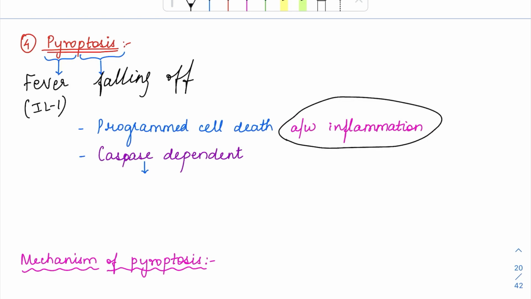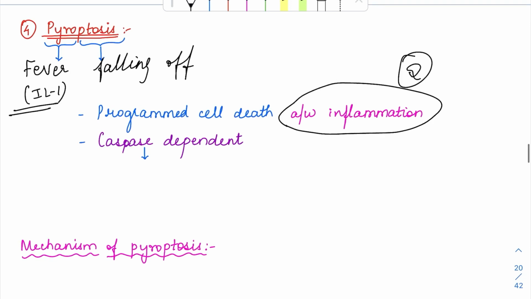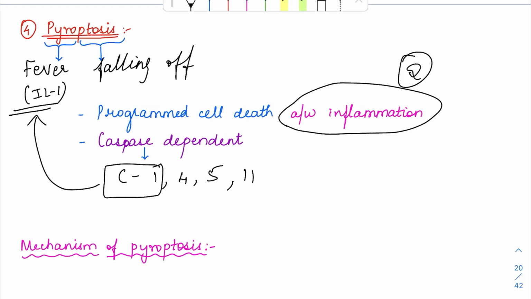Why? Because interleukin 1 is being produced, which is going to cause leukocyte recruitment and fever. So this is going to cause inflammation, right? So this is a programmed cell death associated with inflammation. And it is also going to be caspase dependent, but the caspases activated here will be caspase 1, 4, 5 and 11, out of which caspase 1 is very, very important. This caspase 1 is the one which is going to activate interleukin 1.